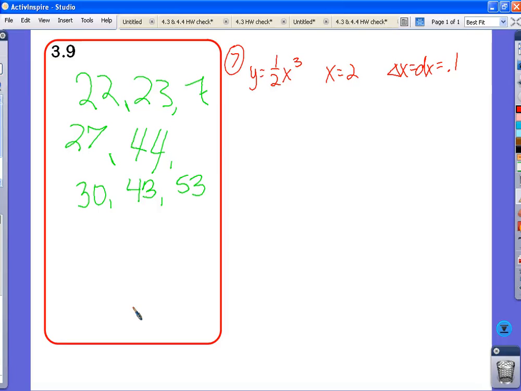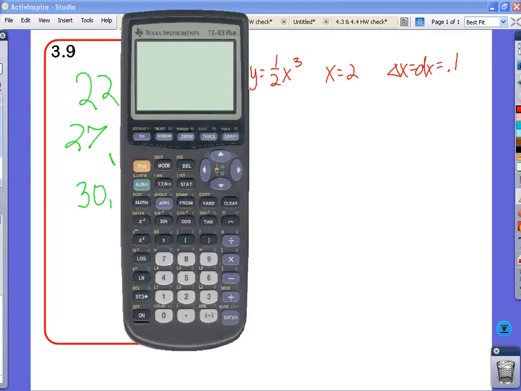The problem says to use this information to calculate delta y, the actual change in y, and dy, which would be the change in y of the tangent line at that point. So let's bring this up and see what this function looks like: 1/2 x to the third.